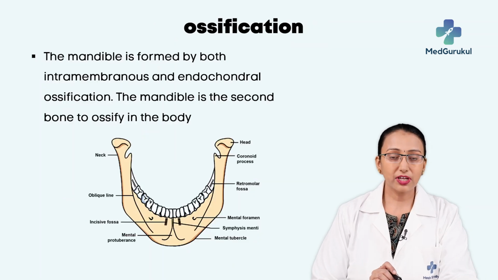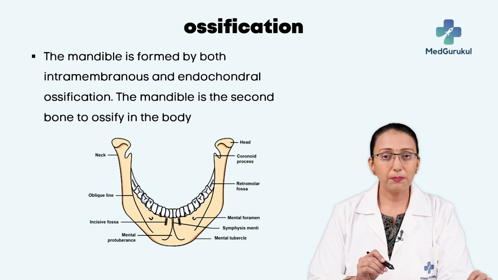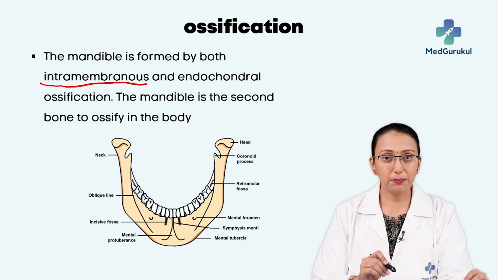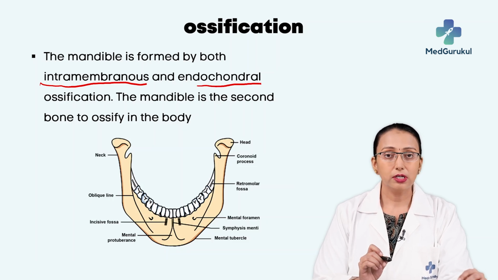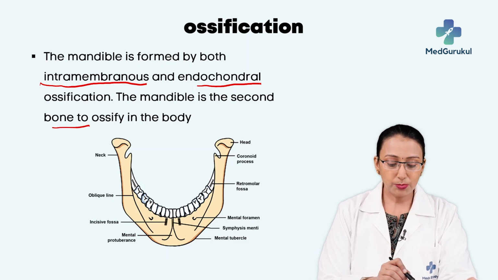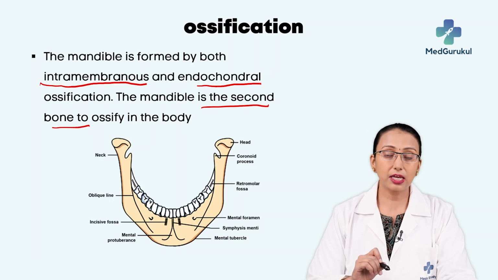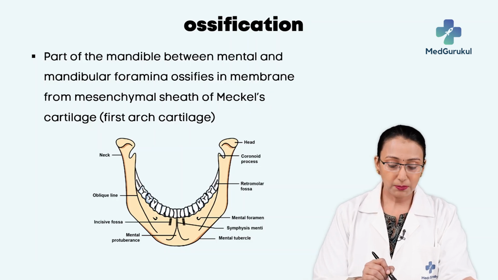Coming to the ossification of the mandible. The mandible is formed by intramembranous ossification. The majority of the bone is completely formed within a membrane. A few parts are also endochondral, or cartilaginous, ossification. The mandible is the second bone to ossify in the body. We know that the clavicle is the first bone to ossify, whereas the second bone is the mandible.